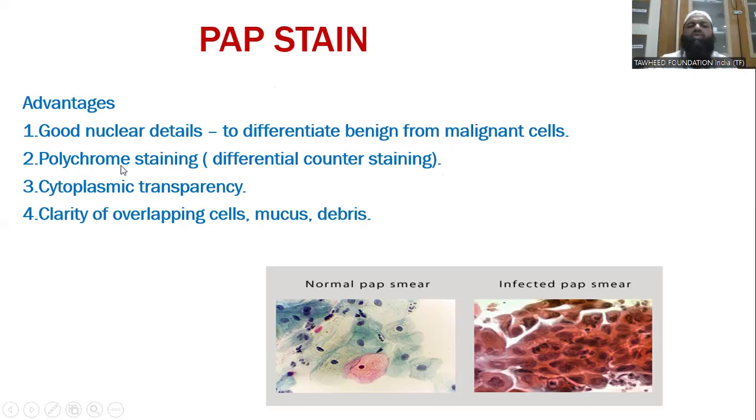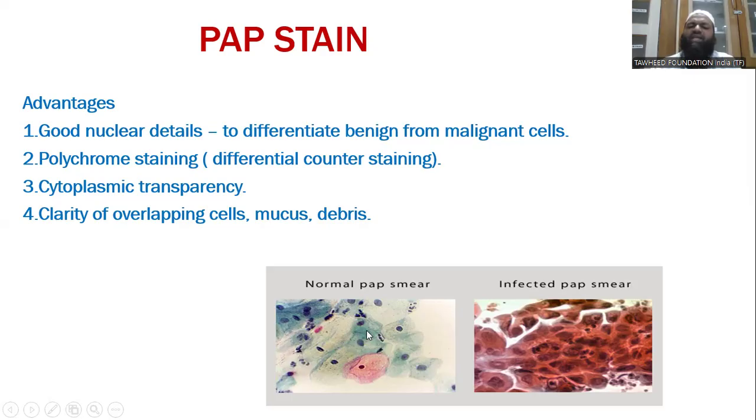Okay, next, polychrome staining. Differential counter staining may be seen here, cytoplasmic transparency can be noted, and clarity of overlapping cells, mucus, debris. Here two pictures are there. One is a normal pap smear. You can see here the cytoplasm and the nucleus. And here the cell, you just see this.